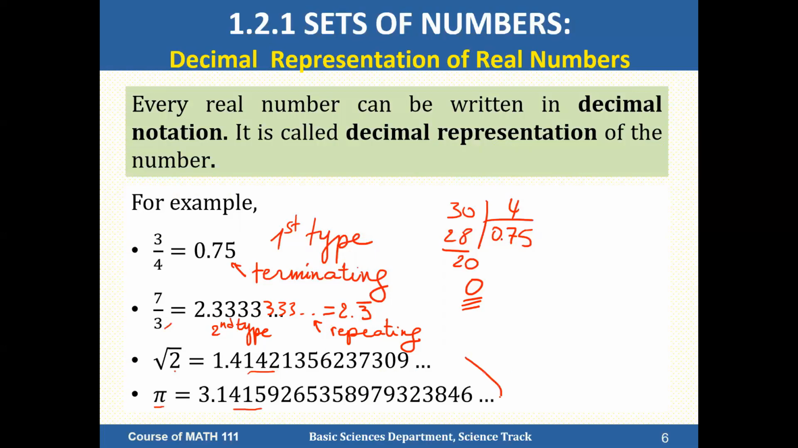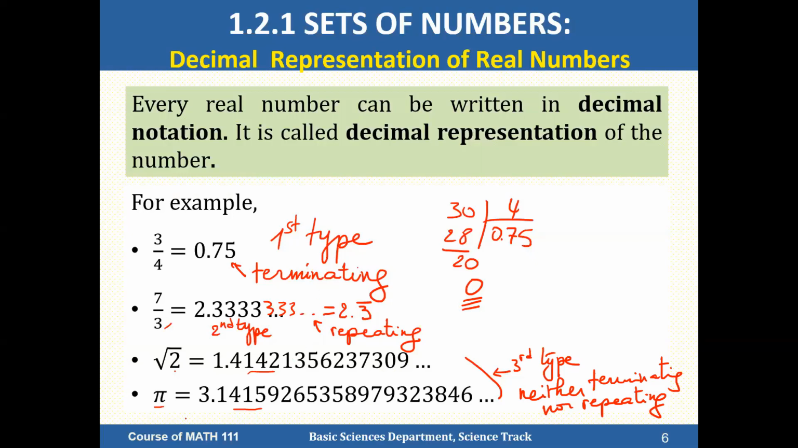And these are examples of the third type. So here, this representation is not terminating. Is it repeating? No, because 4, 1, 4, 2, 1, 3, 5, 6, 2, 3, 7, 3, 0, 9. So no repetition. So it is neither terminating nor repeating. It is not of the first type and not of the second type.